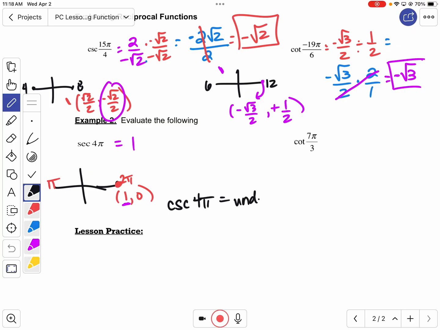Now, if we had done cosecant there, cosecant at 4 pi, what's the reciprocal of 0? Undefined. Okay? So just be sure you understand the difference. Right? If you flip a 0, it's undefined.